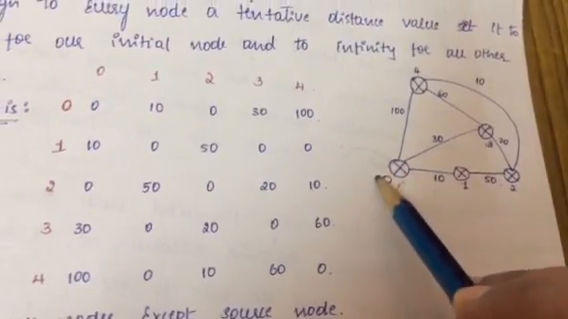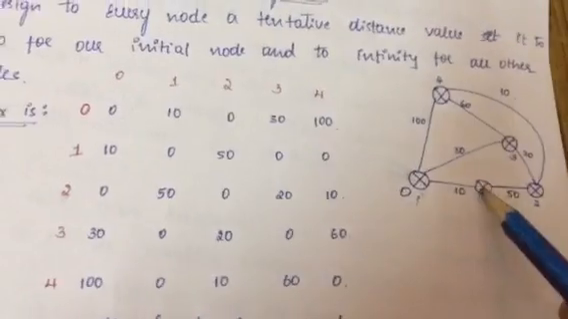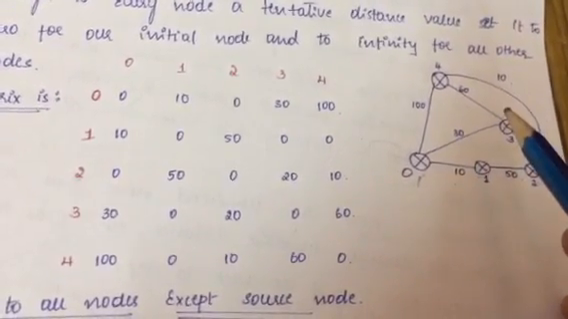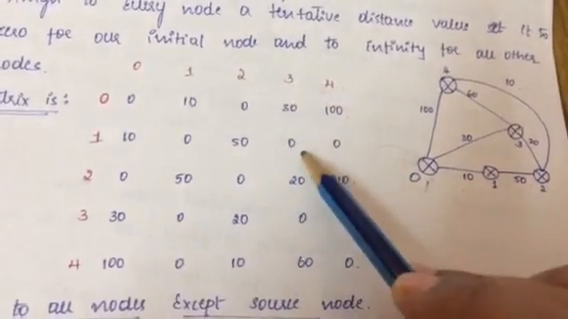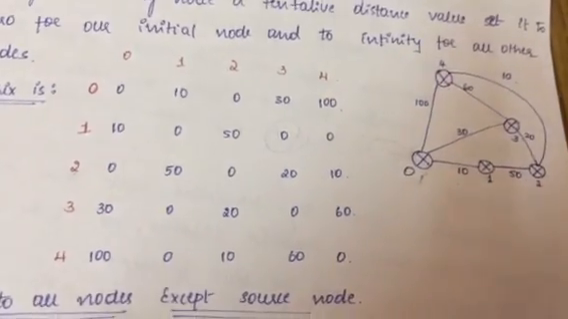Next, 1 to 0 it is 10. The same thing, 1 to 0 it is 10. 1 to 1 is obviously 0. Next, 1 to 2, you have a path, that is 50. 1 to 3 is 0. There is no direct connection, leave it. 1 to 4 there is no direct connection, leave it.